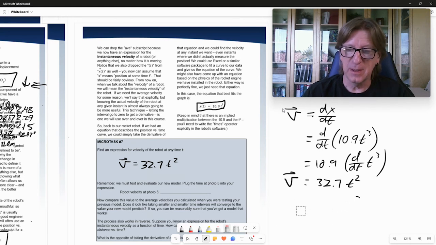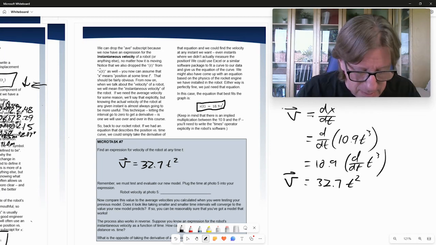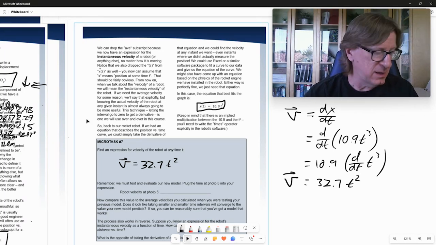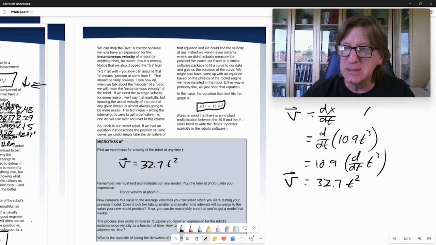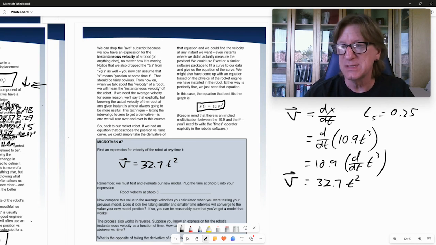Okay. So now, finally, we can do what we wanted to do from the beginning. We can find the robot's velocity in photo 5. So go back to your data table and take a look at that. I'm not going to take the time to get all the way back over there, but just looking at my notes, the time for photo 5 was 0.25 seconds.